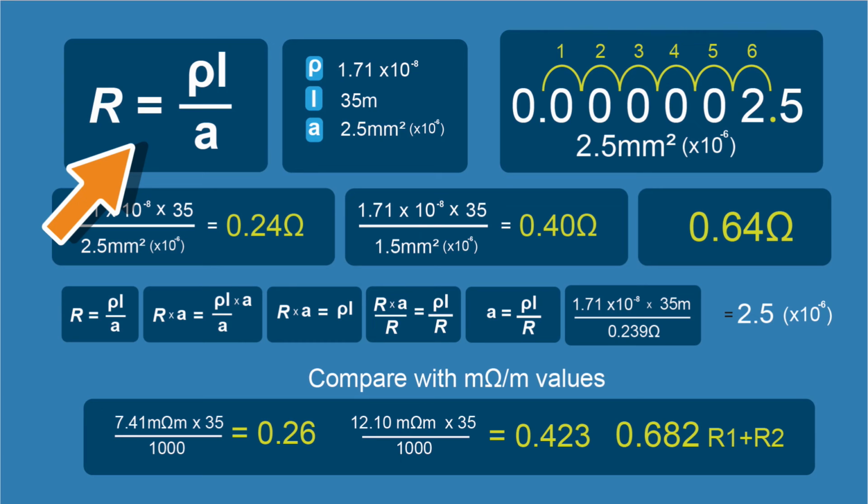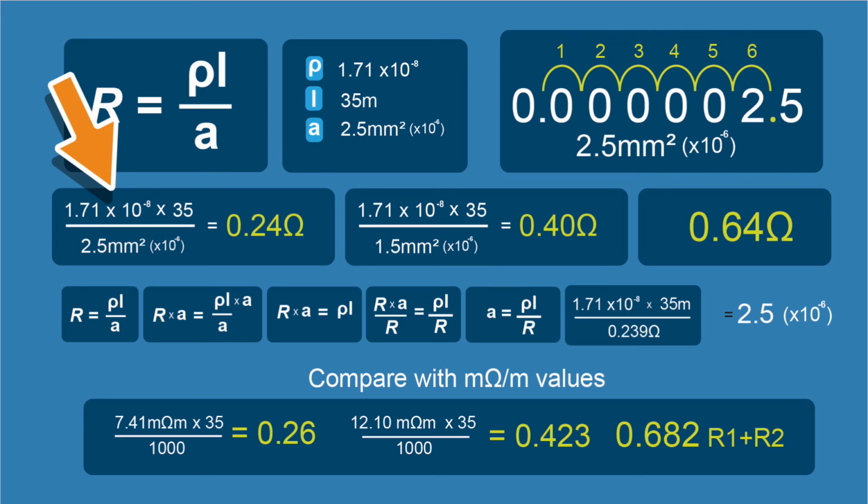All metals have got different values. In copper, we're talking about tiny numbers here. In copper it is 1.71 times 10 to the minus 8. If you can remember 1.71 times 10 to the minus 8, you times that by your length and divide by the cross-sectional area of your conductor, and you'll get a value of resistance.